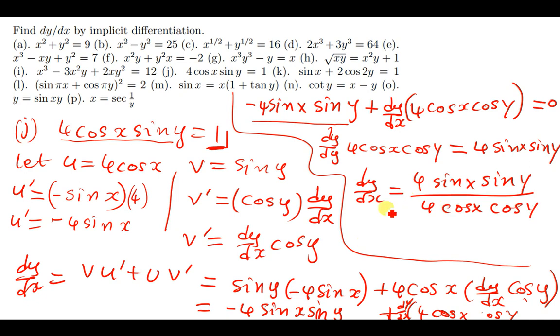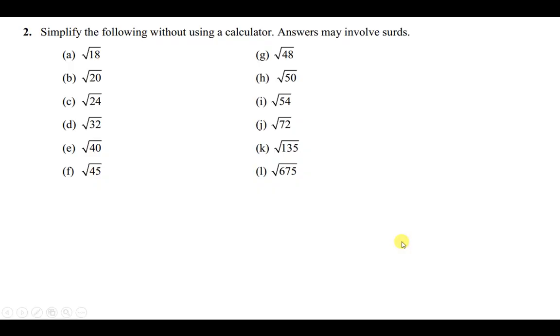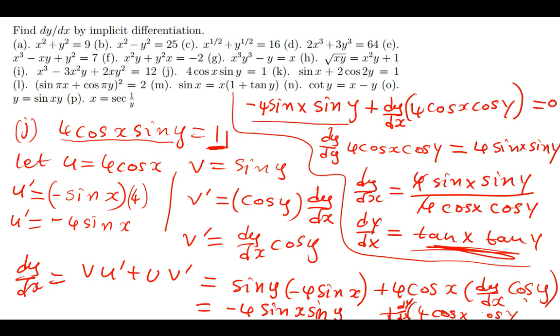This is what you're going to have. Hence dy dx will therefore be equal to this, and the 4s will cancel. So we'll just remain with this part here. Of course, sine x over cos x, the answer is tan x. Same applies to sine y over cos y, the answer is tan y. So you can leave your answer in this format. Still okay. So if I've not made any error when writing these derivatives, this is the answer.